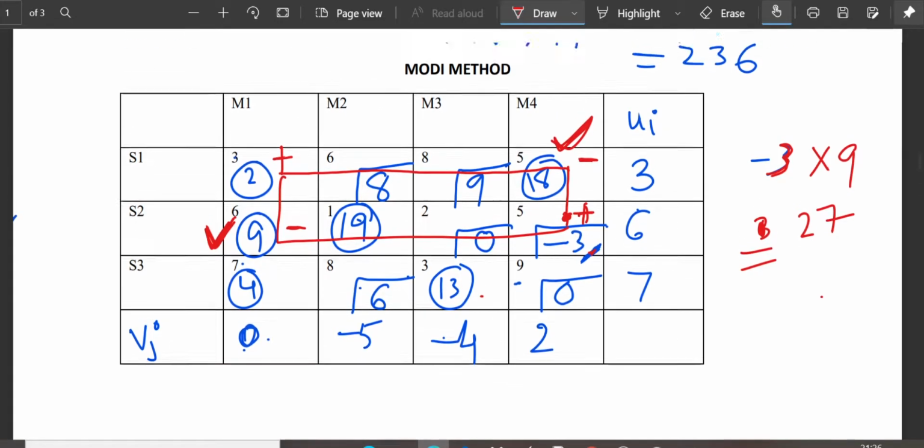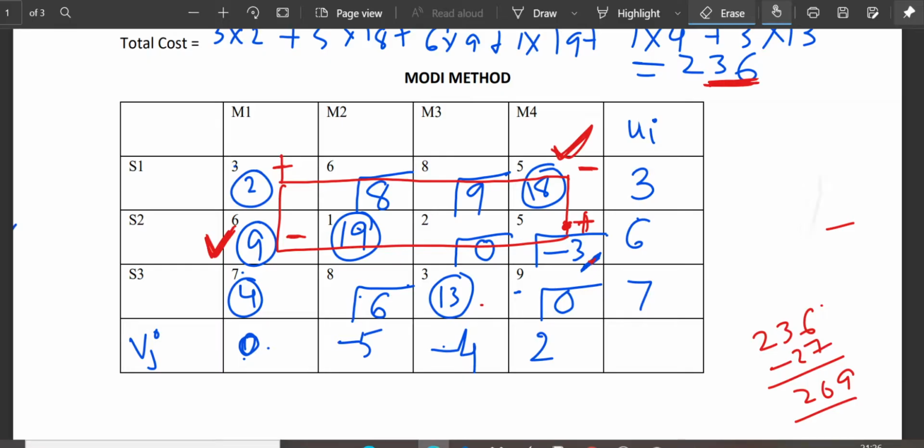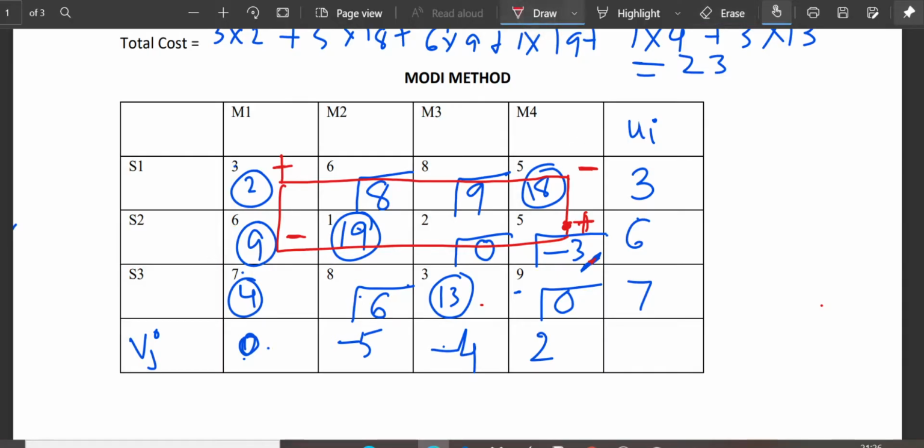So my cost in the next table should be, this 236 was the cost in the earlier table. So 236 minus 27, 209 will be the cost in the next table. I will show that this cost will come automatically, right? So now we will modify our table according to this selection. I am repeating this step again. Among the negative cells, choose the smallest one. So among 18 and 9 as the negative cells, I choose 9, right?